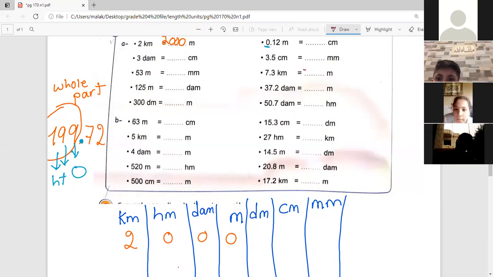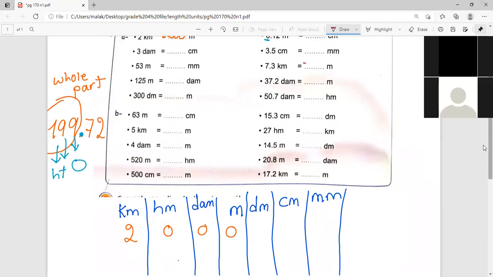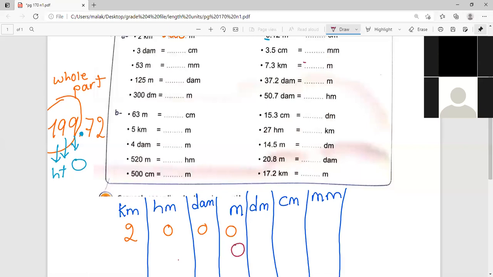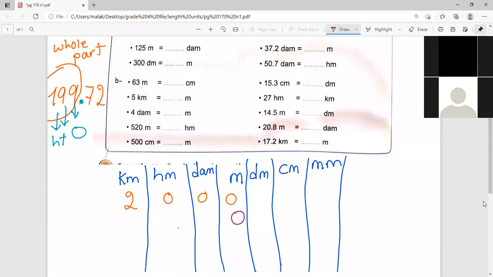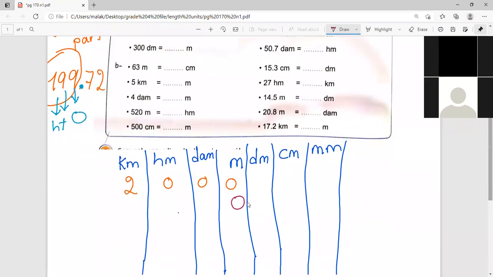Zero where? Yes, you have to put it in meter. Okay, then it will be beside it. So, 0.12. Don't forget also to copy the point. Yes, first the 12, then the point. Okay, 0.12.